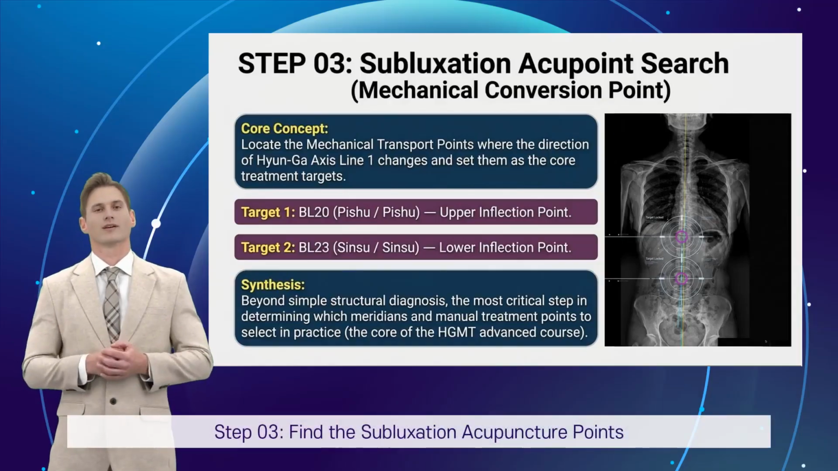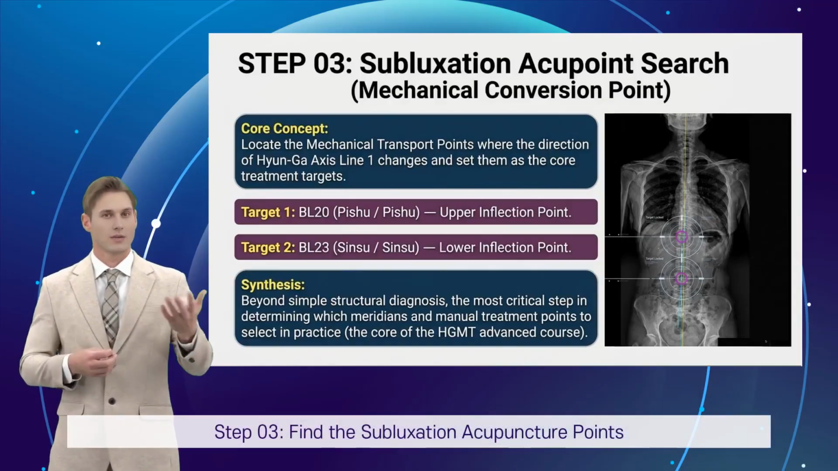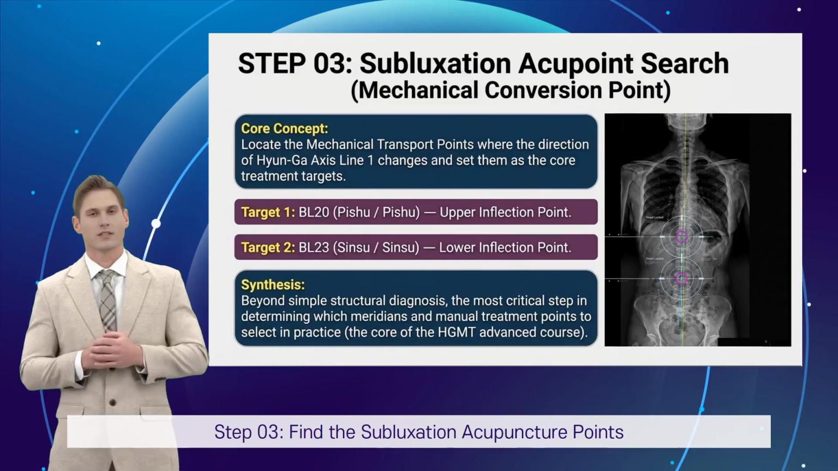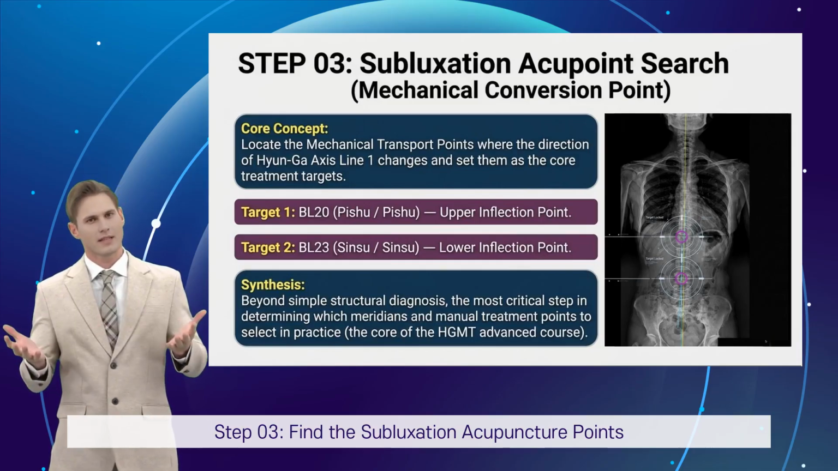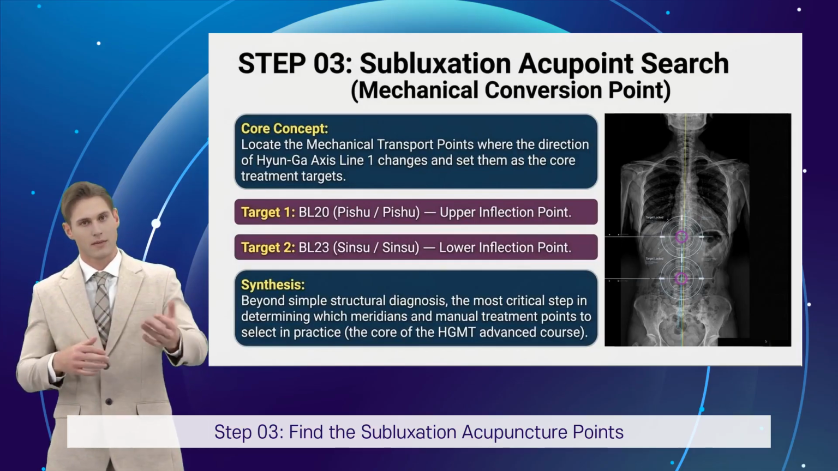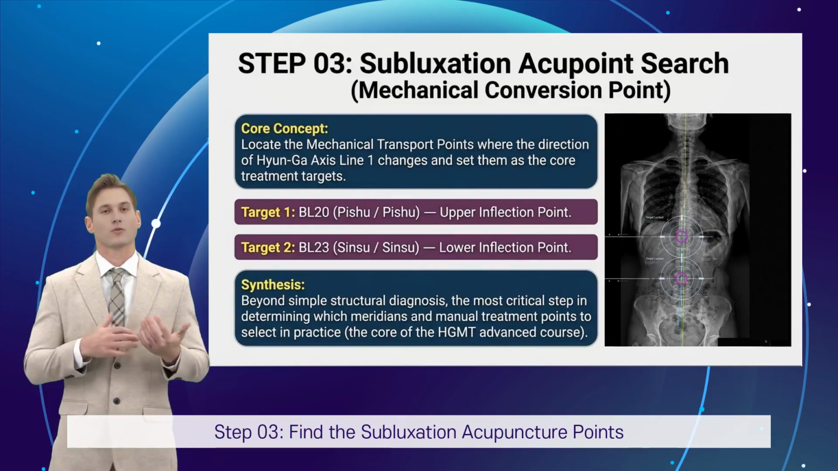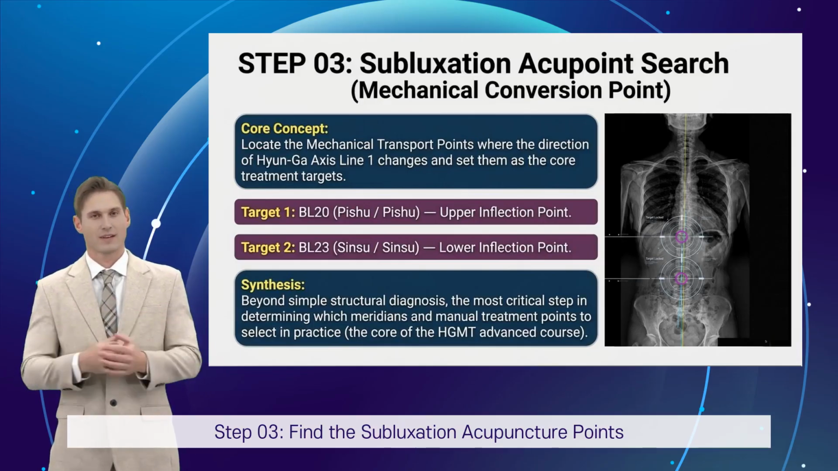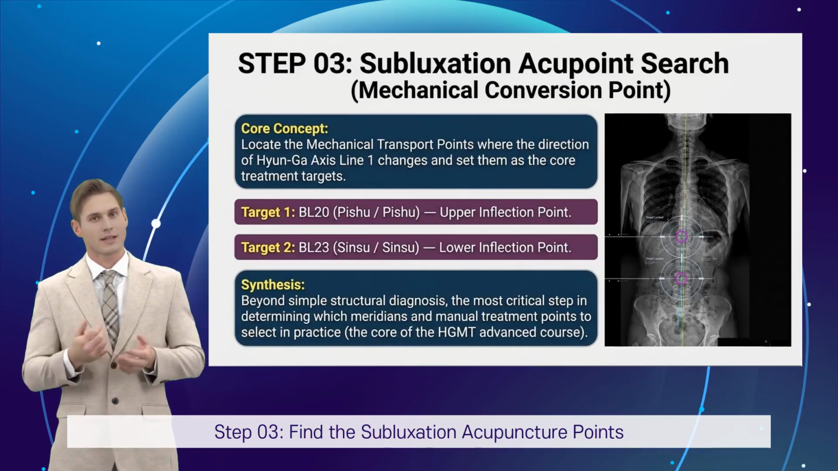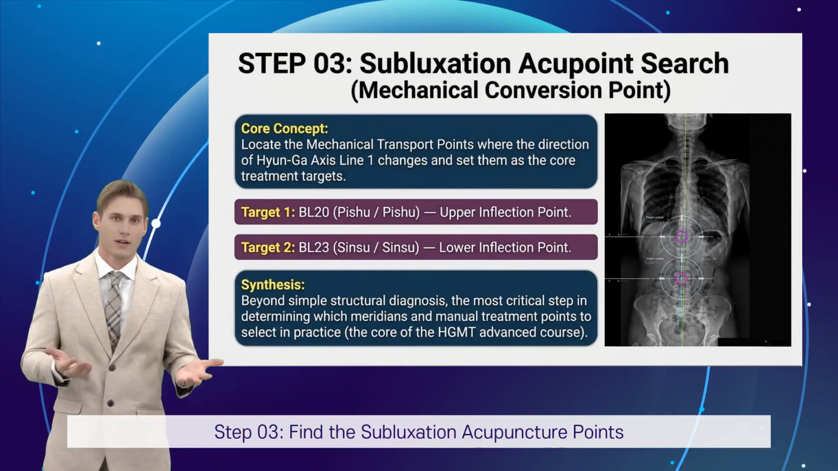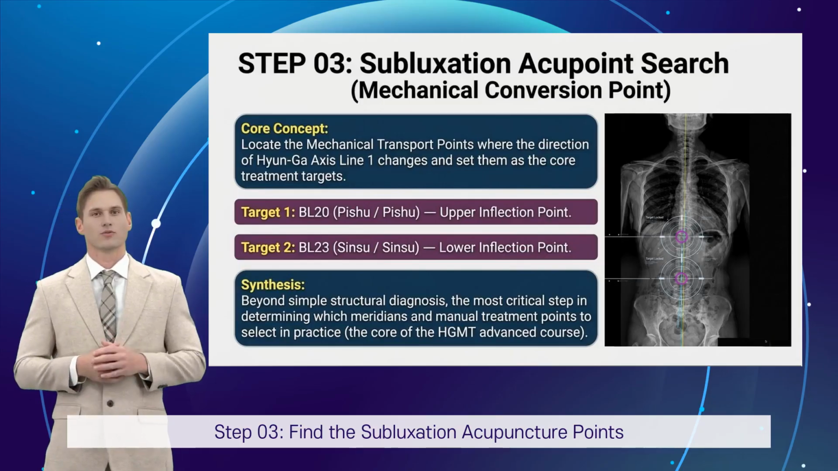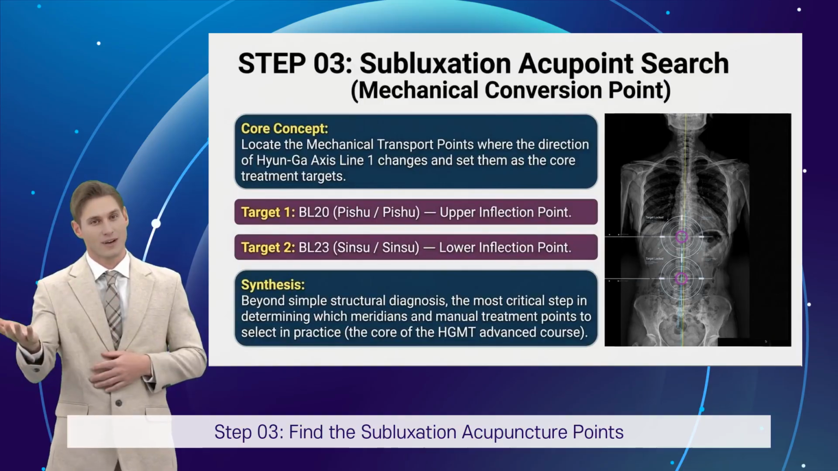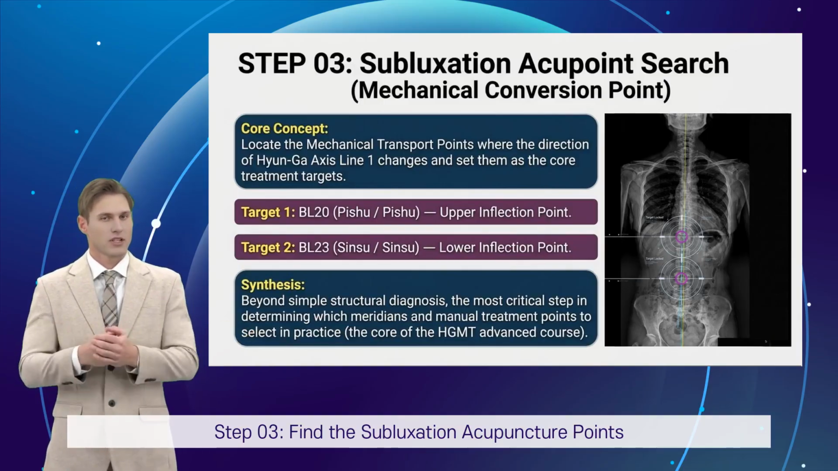With line 1 drawn, we now locate the subluxation acupuncture points, specifically, the mechanical transport points where the line's direction changes. In this case, those inflection points fall around BL20, Pishu, and BL23, Sinsu. This step matters because it takes us beyond a purely structural diagnosis. It's the decisive criterion for identifying which meridians, and which manual treatment points, are clinically relevant. This is a core focus we cover in greater depth in the intermediate HGMT course.